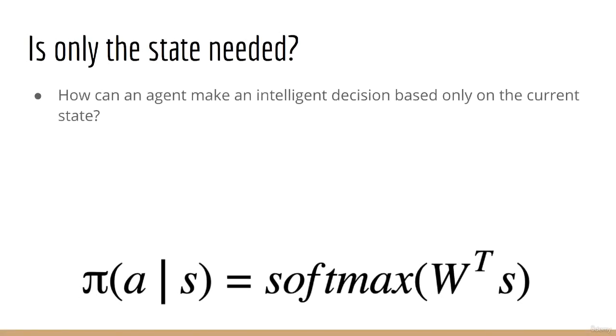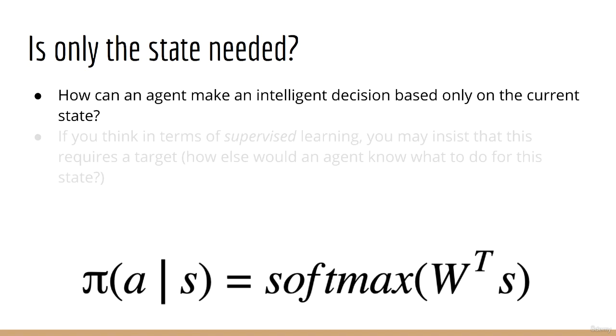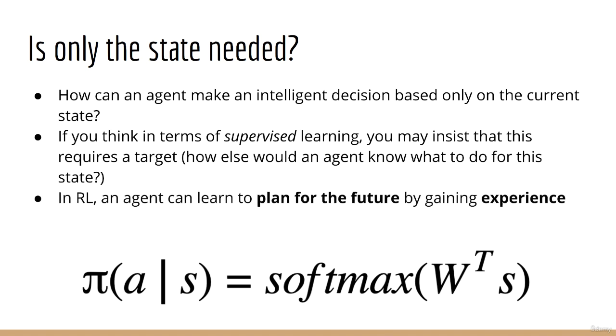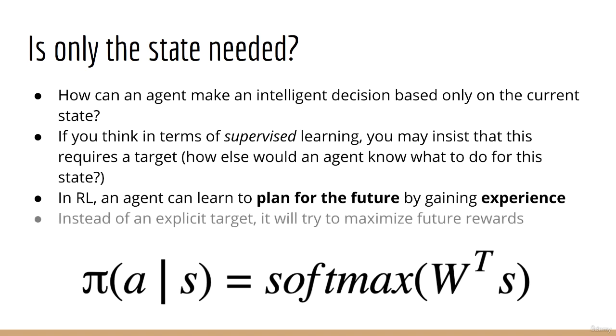Now at this point, you may be wondering, how can an intelligent agent possibly know what to do using only the current state? This is the problem we described before. Just by looking at a still image of the road, how can I know what the correct action is? If you're more inclined to think inside a supervised learning paradigm, you may insist that there should be a target here, so that the agent learns to associate this state with this action. But in fact, it's quite possible for an agent to learn how to plan for the future using experience collected by playing multiple episodes. Even without an explicit target for a given state, the agent can still learn what action to perform such that it maximizes rewards in the future. This is what we will learn about in the coming lectures.